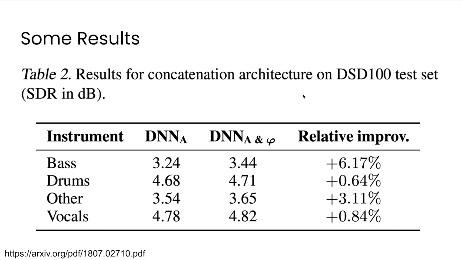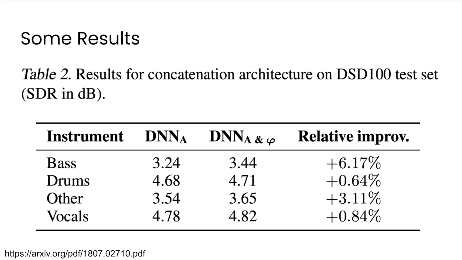All right, so some results from it. We can see that after concatenation and all that stuff, there's a 6.17% improvement on bass, 0.64 on drums, 3.11 on other, and 0.84 on vocals. So a lot of the improvement, which is based off of what's called the signal to distortion ratio, happened on the bass. This improvement is kind of marginal. It's a little small, but there may be some ways to increase it later on.